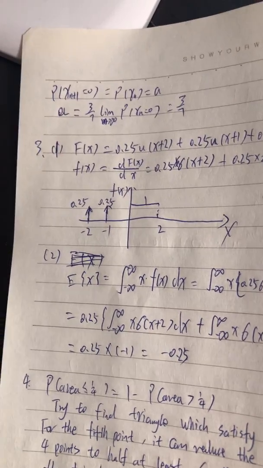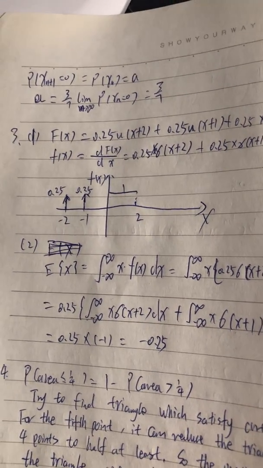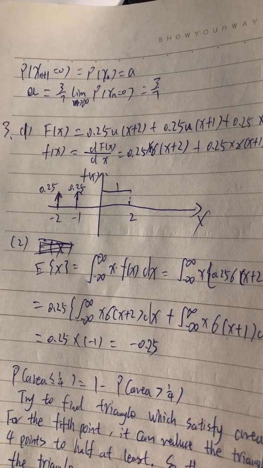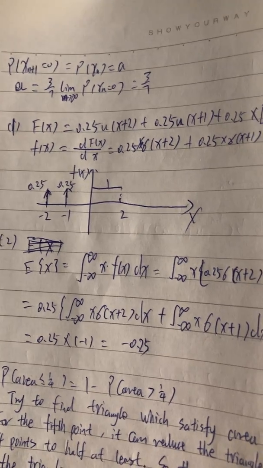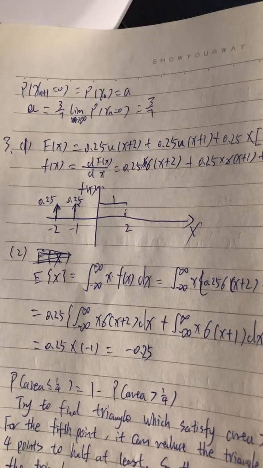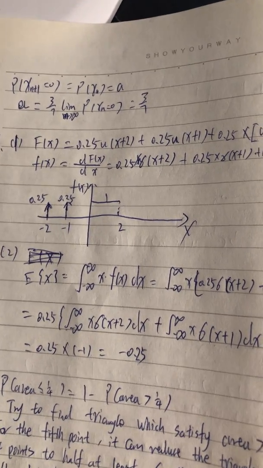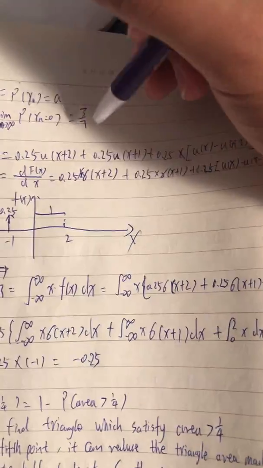So now we know the probability of xn equals 0 equals the probability of xn plus 1 equals 0, which equals a. So a equals, the final result is this one.